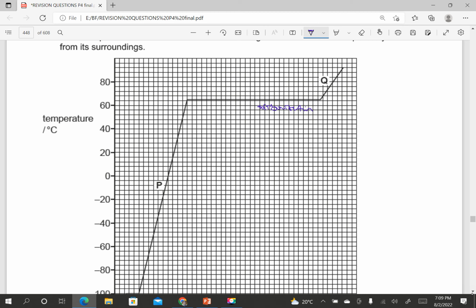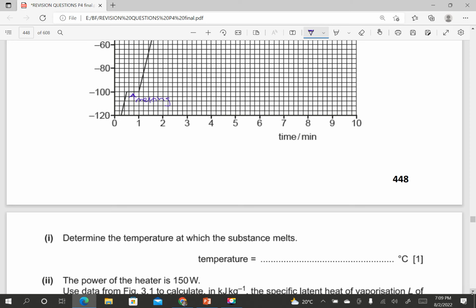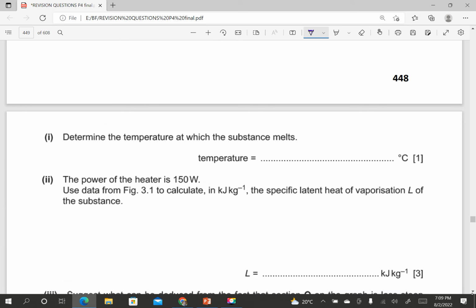Okay, so they are saying determine the temperature at which the substance melts. Just look at the graph. I think it is melting at negative 100 degrees Celsius. So just write here negative 100 degrees Celsius. Then the power of the heater is 150.